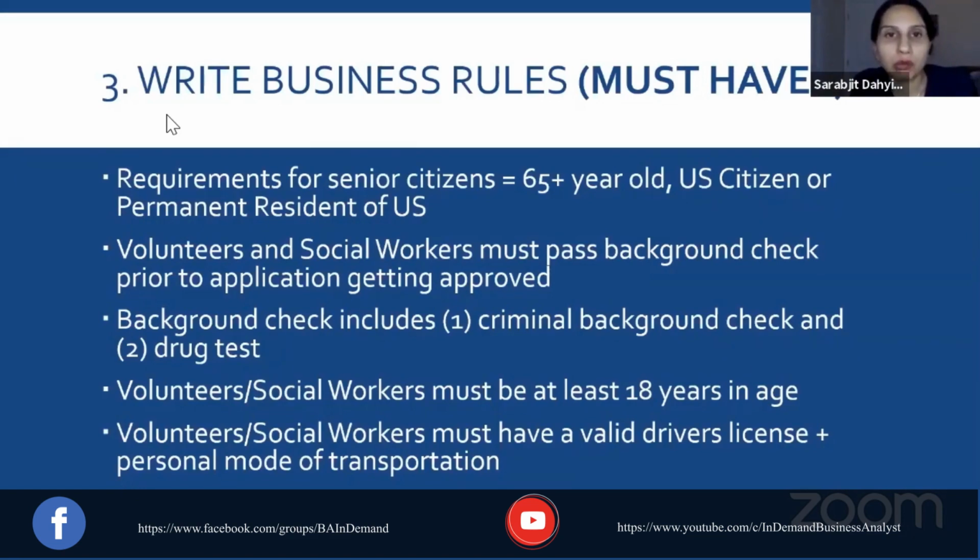So here are some of the business rules that we've documented, the requirements. Some of the business rules are requirements for senior citizens: must be 65 years plus, U.S. citizen and permanent resident of the United States. Volunteer and social workers must pass background check prior to application getting approved. The background check includes a criminal record and a drug test. Social workers and volunteers must be at least 18 years in age, and they must also have a valid driver's license and personal mode of transportation.